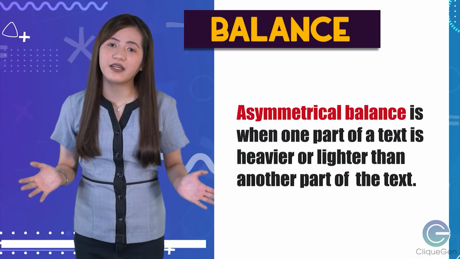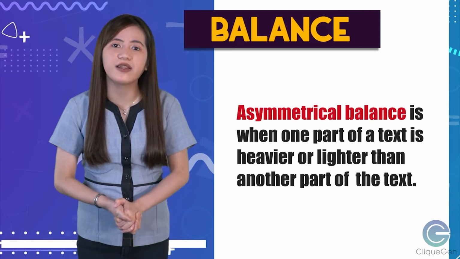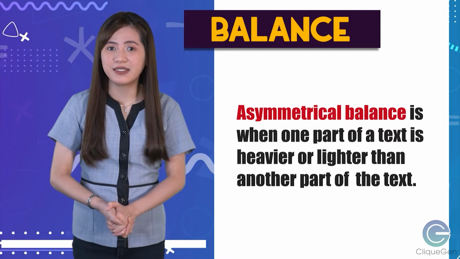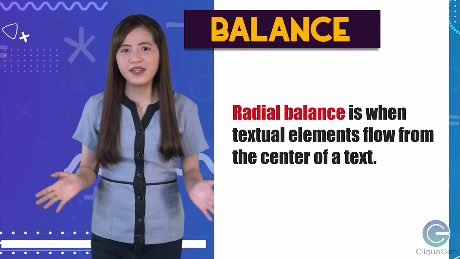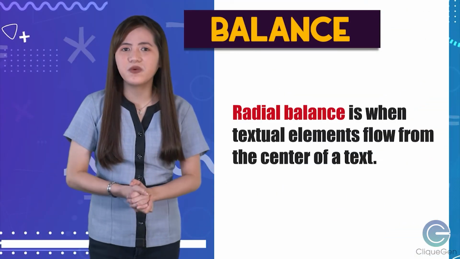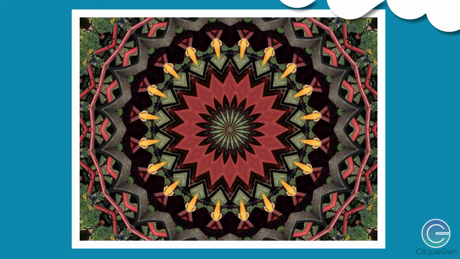Asymmetrical balance, on the other hand, is when one part of a text is heavier or lighter than another part of the text. Here is an example. Radial balance is when textual elements flow from the center of a text. Take a look at this example.